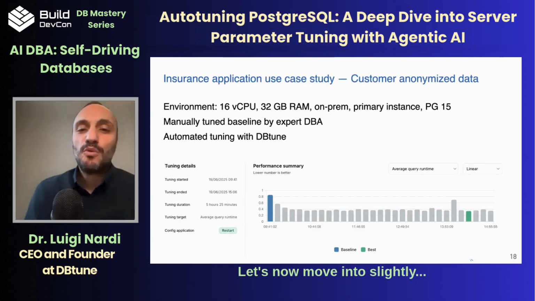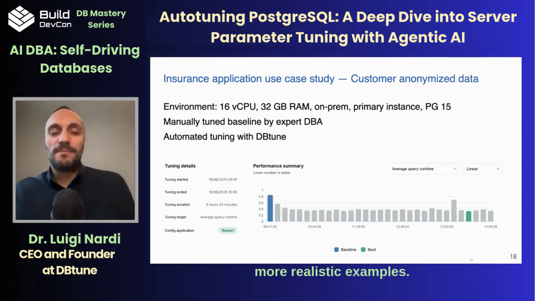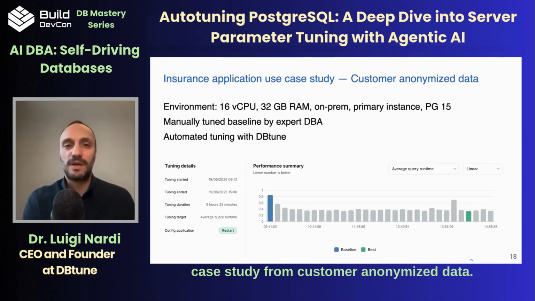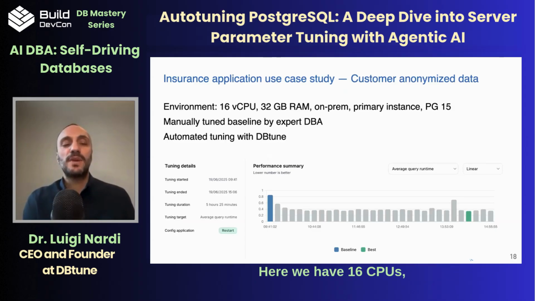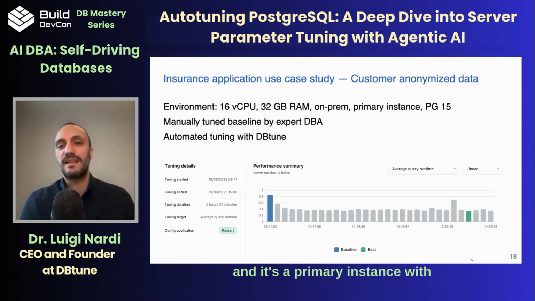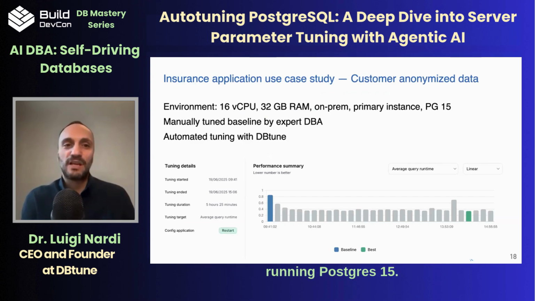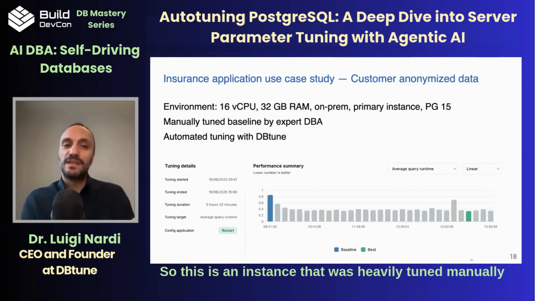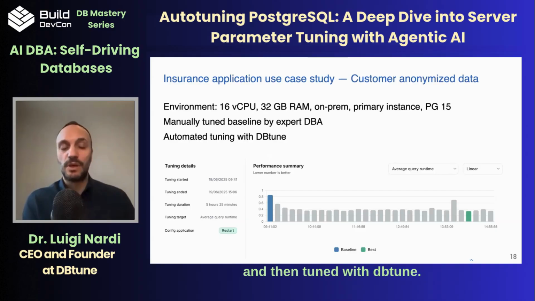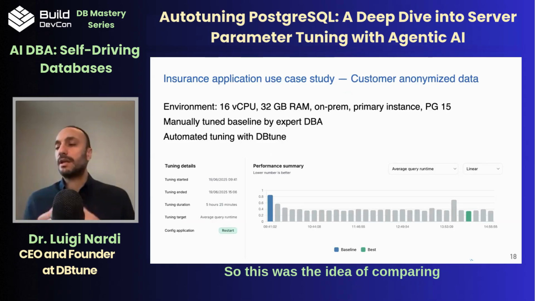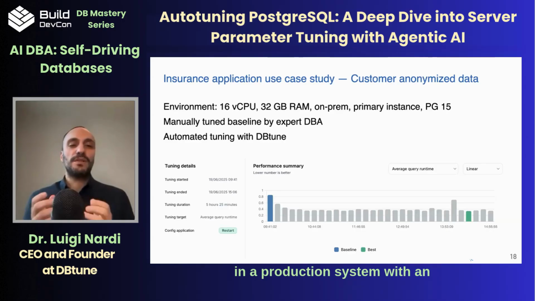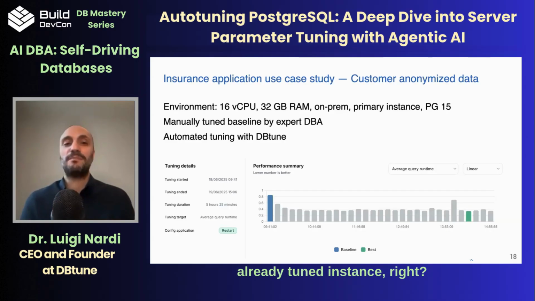Good. Let's now move into slightly more realistic examples. So this is an insurance application use case study from customer anonymized data. Here we have 16 CPUs, 32 gigabytes of RAM. It's an on-prem system, and it's a primary instance running Postgres 15. So this is an instance that was heavily tuned manually first by an expert DBA, and then tuned with DBtune. So this was the idea of comparing how much more performance DBtune can actually give in a production system with an already tuned instance, right?